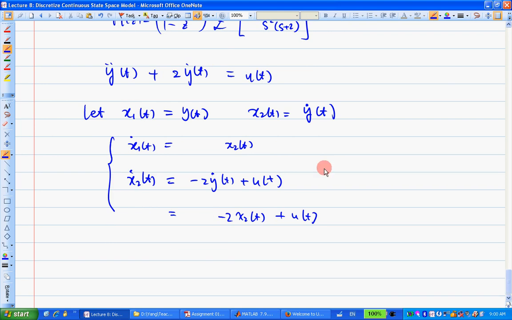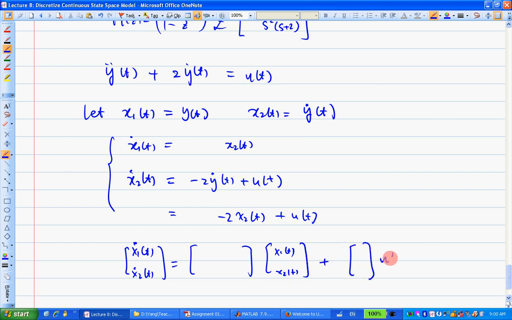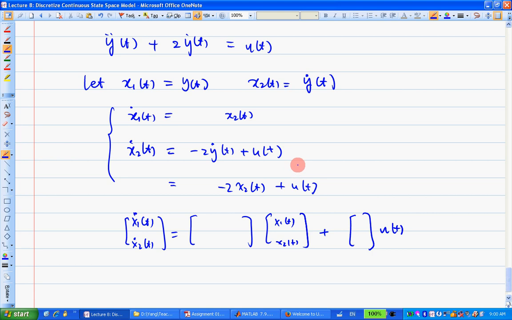So in short, in matrix format, that gives us the matrix here. Here's the set of state equations, and I write it into state space matrix format. Here the coefficients for the two states are 0 and 1, right? And here the coefficients are 0 and negative 2. And here the coefficients are 0 and 1. So that's the state equation.